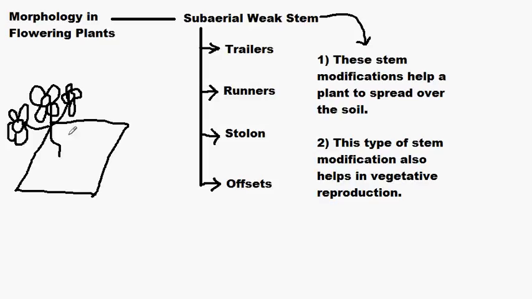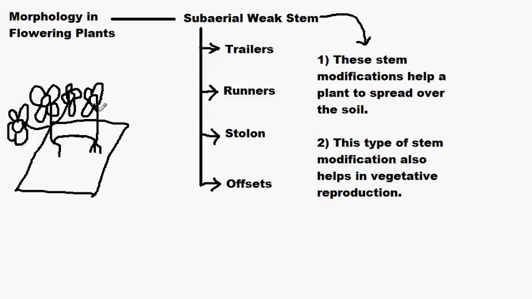It's like this. If subaerial weak stem is present, then this plant, with the help of the subaerial weak stem, will not be able to grow upright. It is a type of prostrate weak stem. It is a weak stem, and even if we give it a support, it cannot grow upright. What happens is this subaerial weak stem will come out as a branch, and after some time it will fall on the ground. It will root at intervals. It will root here, and it will produce another plant.